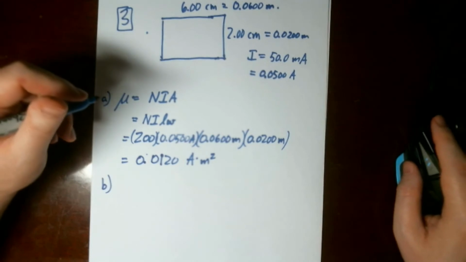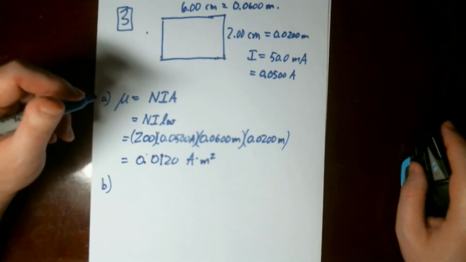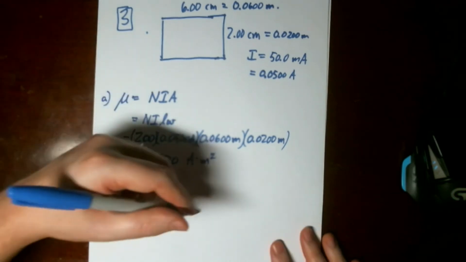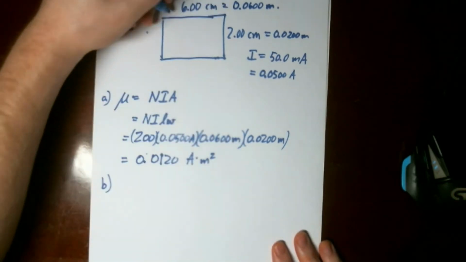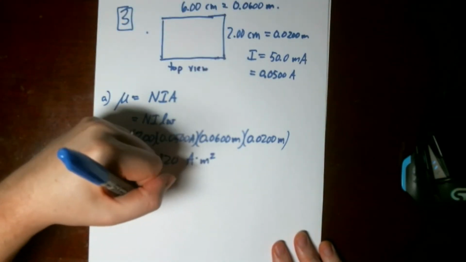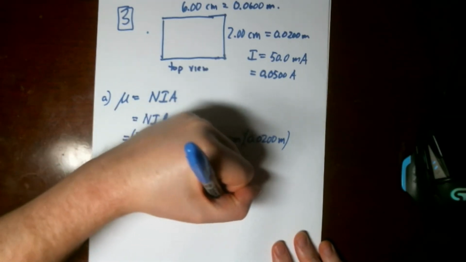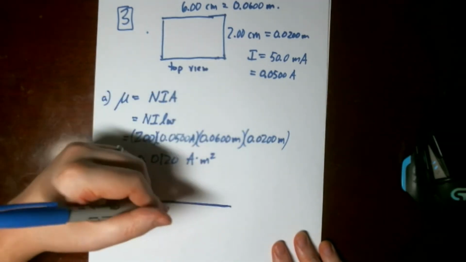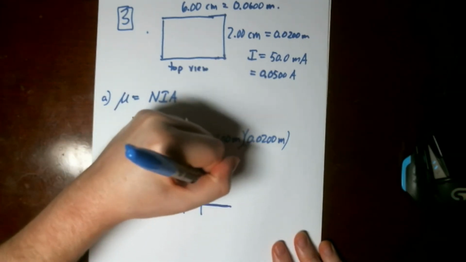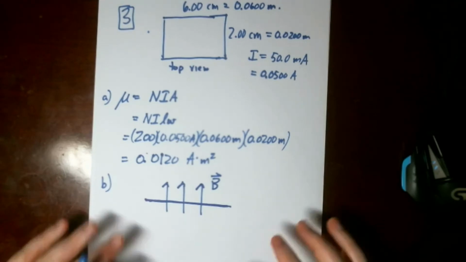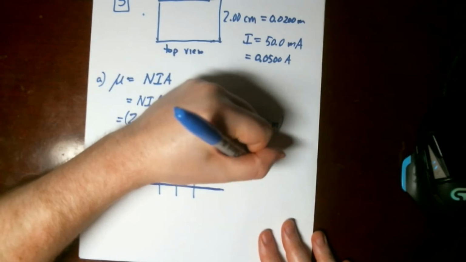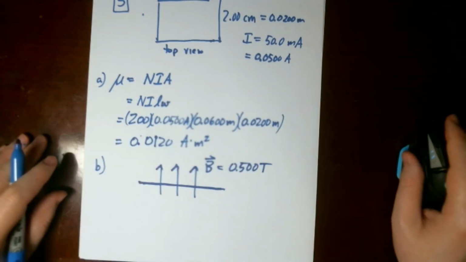Now for part B, what is the torque on the loop if we place it in a magnetic field of half a Tesla perpendicular to the coil? So let's look at the side view. Label this top view. Here's our side view. Here's our current carrying coil. Here is the magnetic field perpendicular to that current carrying coil. And the magnetic field has a strength of 0.5 Teslas.